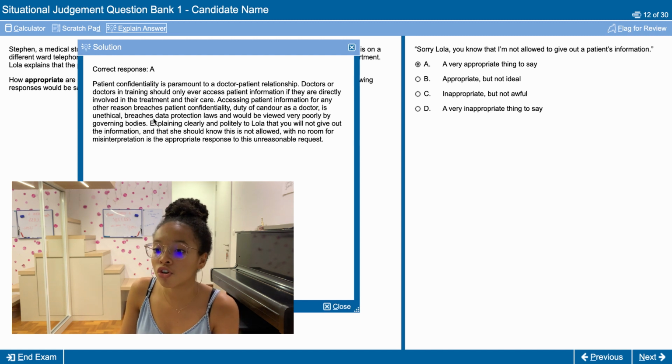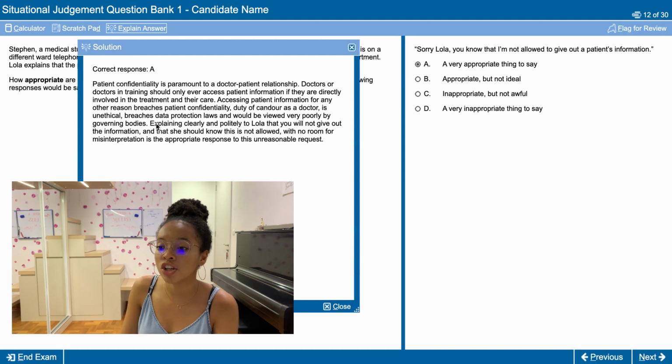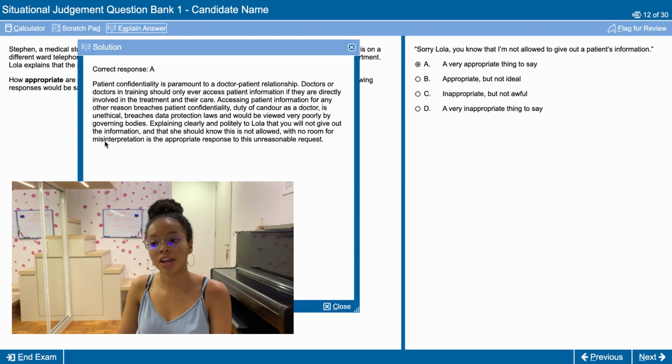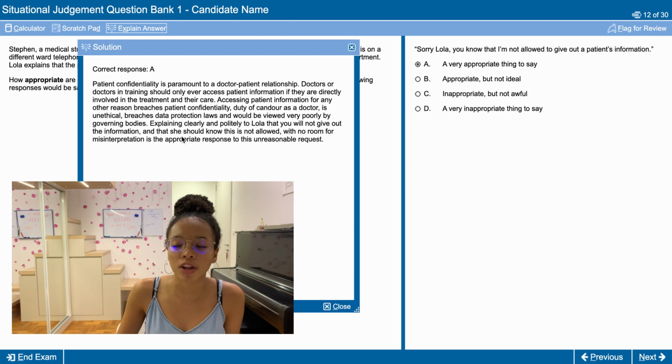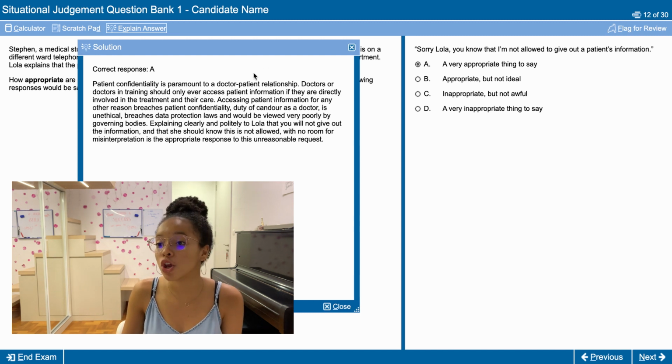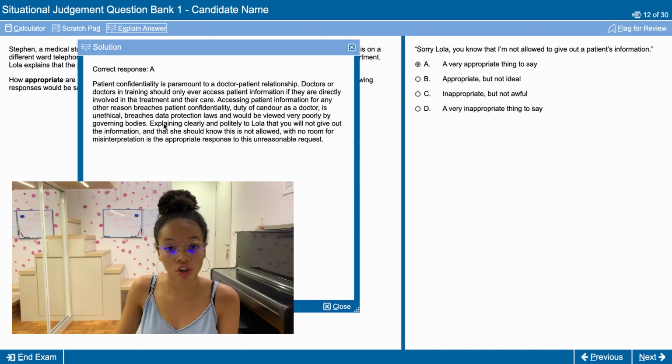Duty of candor as a doctor is unethical, breaches data protection laws, and would be viewed very poorly by governing bodies. Explaining clearly and politely to Lola you will not be giving out the information, and she should know this is not allowed, with no room for misinterpretation, is the appropriate response to this unreasonable request. So I read this pretty quickly, but if you wanted to read it with more detail, you could go on the website and find it as well. Question 12. And this is one of the times where you should be really taking care to read the correction slowly, so you have a really precise answer.